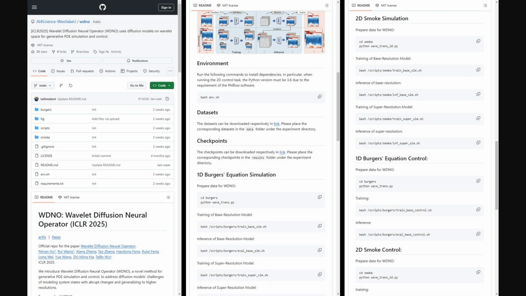Okay, and for those interested in trying this out themselves, the authors have actually made their code publicly available. So what we're looking at here is a snapshot of their GitHub repository. You can see the code structure on the left, folders for different experiments like Burgers' equation and smoke simulation. And on the right, the README file gives you instructions, environment setup, links to download datasets and pre-trained checkpoints, and even the specific commands to run for training and inference. It's great to see this level of openness. Really helps others build on their work.